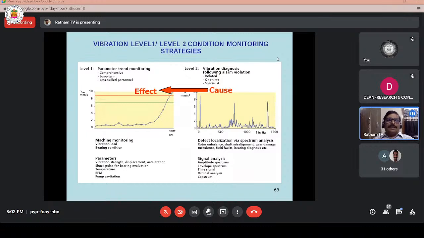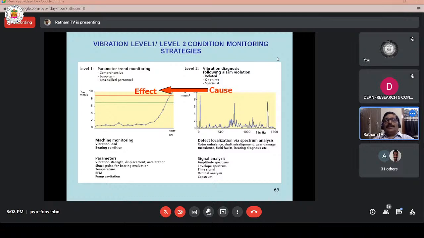Trend monitoring monitors a single parameter, vibration velocity or displacement, over a period of time. Weekly or monthly, these parameters are monitored, and if there is an increase in the trend, then you can go for a detailed vibration analysis. Spectrum analysis can be done.